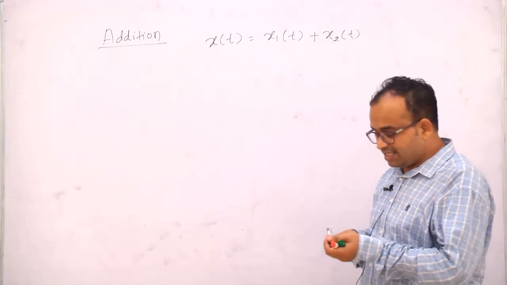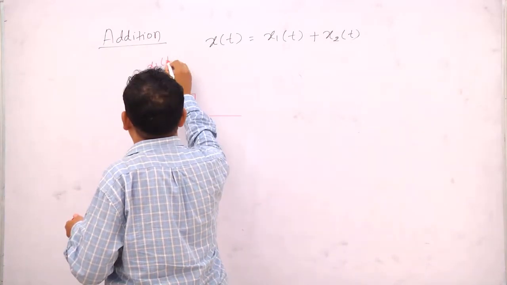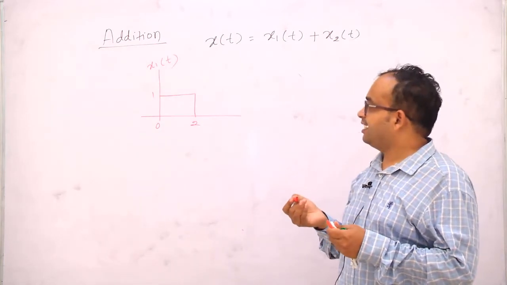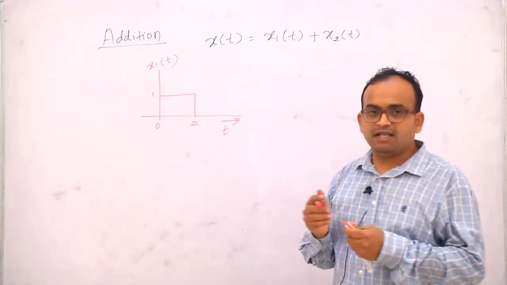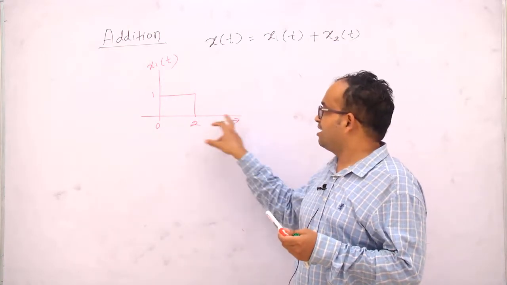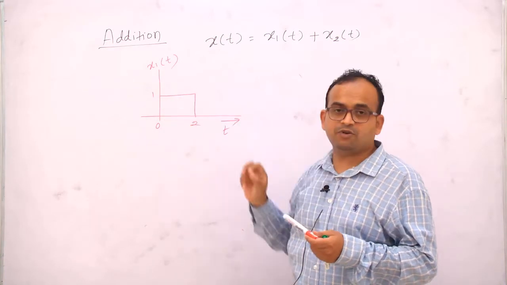So let me write two signals like this. This is a signal x1 of t, right? So this is time, this is amplitude. I am taking a simple example here to make you understand. So this is time, this is amplitude, 0 to 2, the signal range with amplitude equal to 1, right?